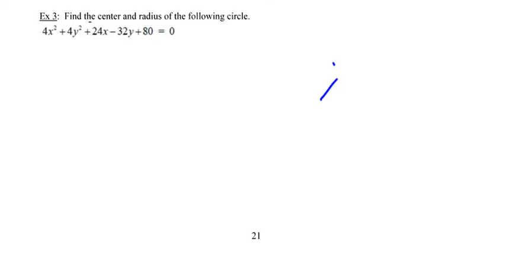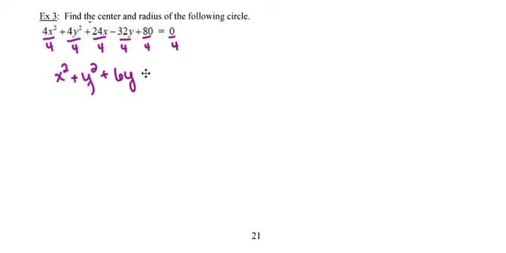Notice that this is a little bit different in that the x squared and the y squared both have a coefficient here of 4. So before we can get started completing the square here, what I'm going to do is go ahead and divide each and every term in the entire equation by 4, just to make things as simple and as easy to work with as I possibly can. So I end up with x squared plus y squared plus 6y minus 8y plus 20 equals 0. And now I can get down to work.